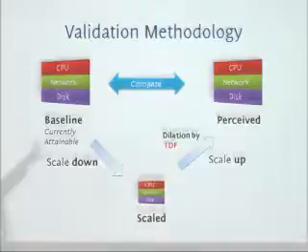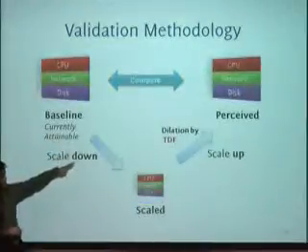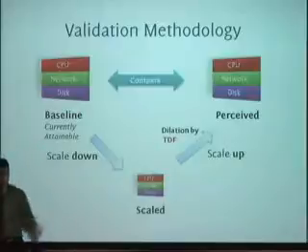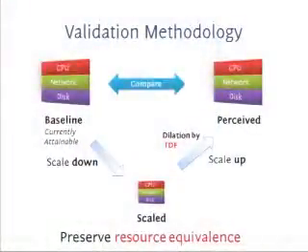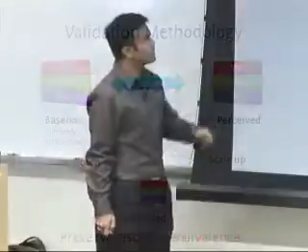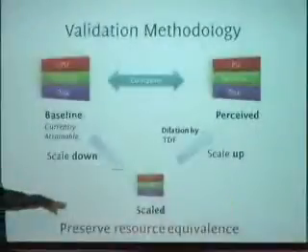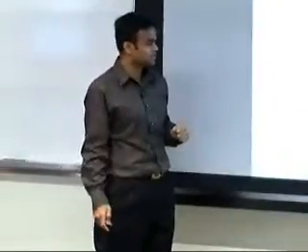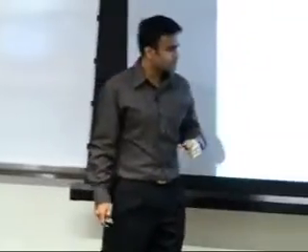If the amount of resources in the perceived configuration are similar to the amount of resources in the baseline, then the expectation is that they should behave similarly. So the invariance we want to maintain is that of resource equivalence. What I mean by that is that after time dilation, the perceived configuration should have the same resource capacity as the baseline system. So how do we get this scaled configuration?